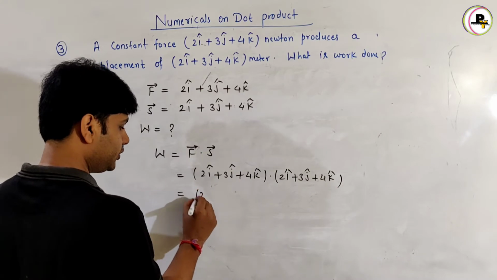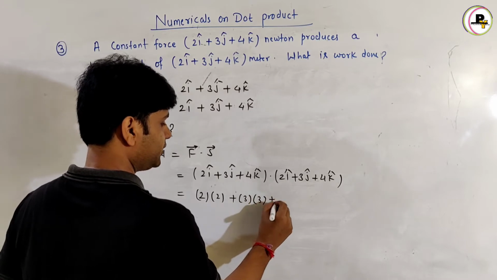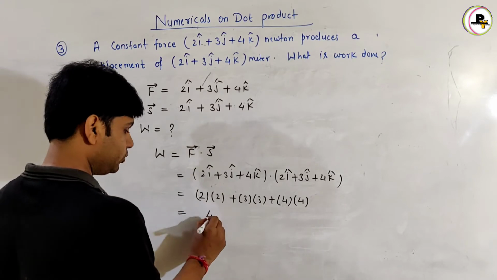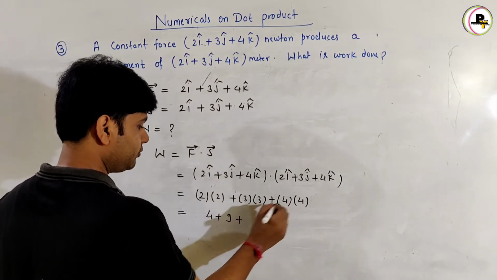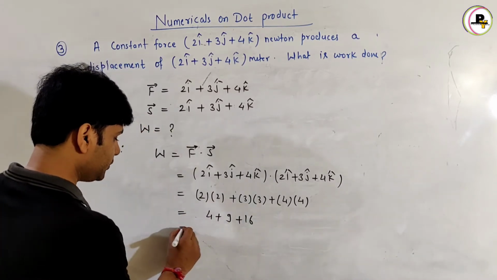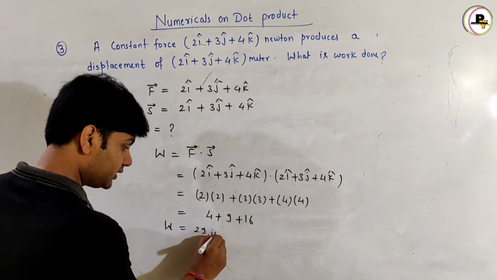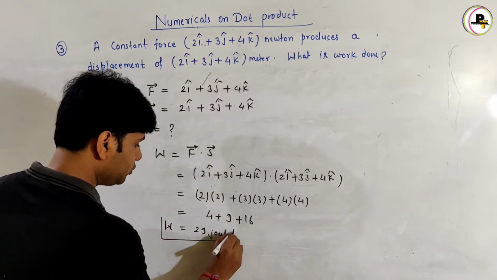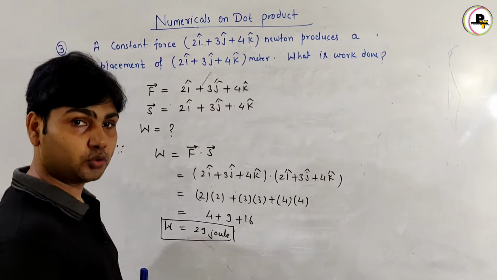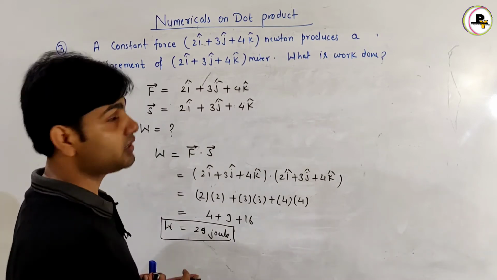Therefore I can write 2 into 2 plus 3 into 3 plus 4 into 4, and therefore I get square of 2, that is 4, square of 3, that is 9, square of 4, that is 16, and this is 4 plus 9 plus 16, that is 29. Therefore work done is 29. And what is the SI unit of work done? It is joule. So work done by the force in producing the displacement S is equal to 29 joule. Alright, so this is question number 3.